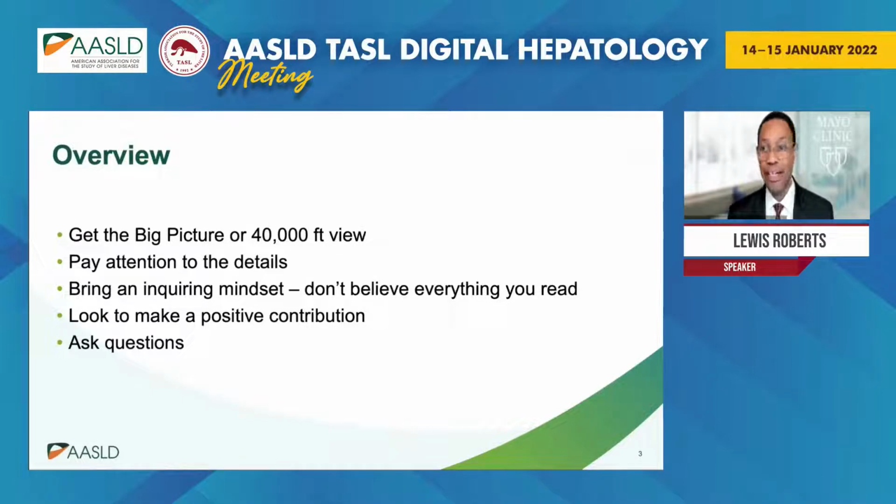You need to bring an inquiring mindset with you. And that means questioning what you see and not believing everything you read. Then you need to be thinking as you're reading, how do I make a positive contribution to this work? Having that view will allow you to be inquisitive, ask questions, and actually learn the most from the exercise of reading the manuscript.